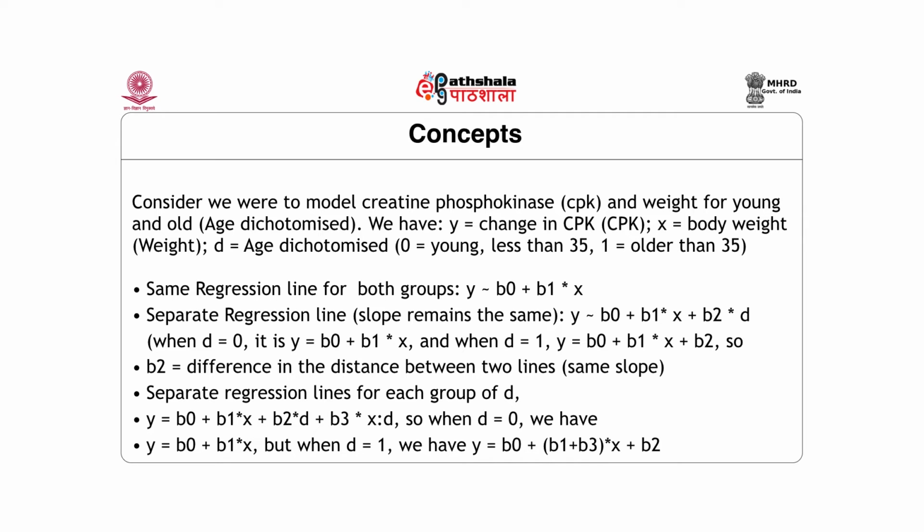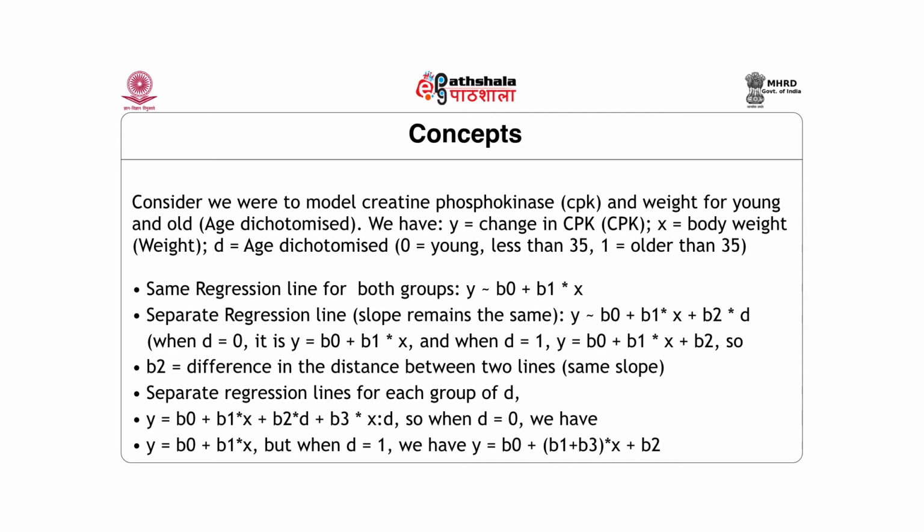So when we do this, it becomes a bit complicated, because you can either have the same regression line for both groups. So we'll say that the association between weight and CPK is kind of similar. That association is similar. But the trajectory is going to vary depending on whether you are an older person, that is more than 35 years, or a younger person, less than 35 years. So that is different.